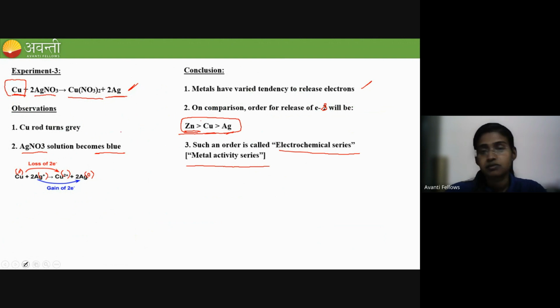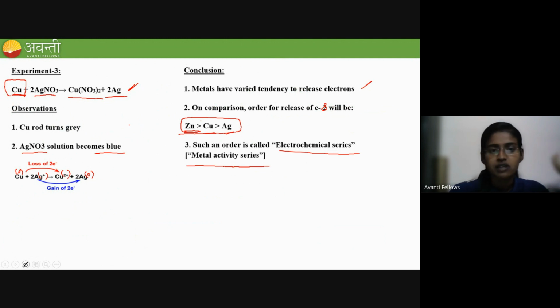So this is about competitive electron transfer. The competition between the metals is occurring, and that's why we call this concept the competitive electron transfer concept. The more reactive metal is able to displace the less reactive metal, whereas the other way around is not possible. Okay, shall we move on to the next concept?